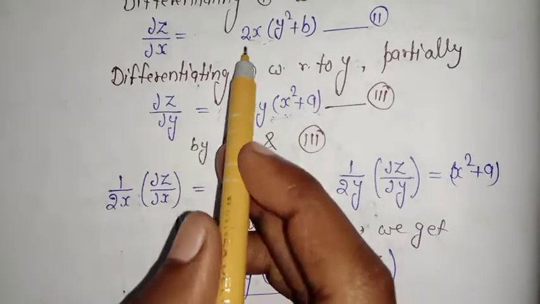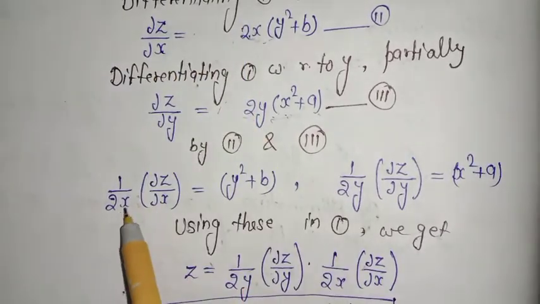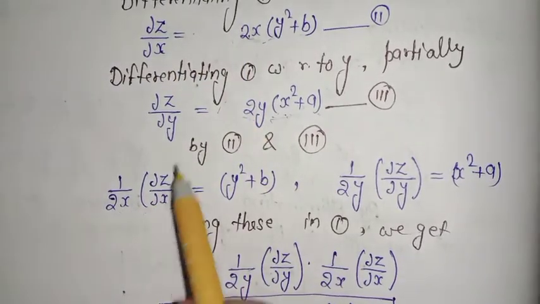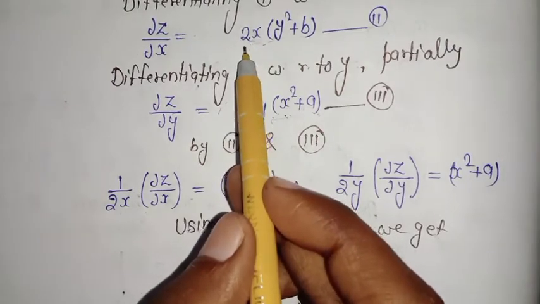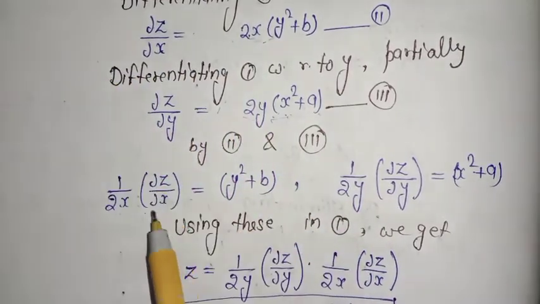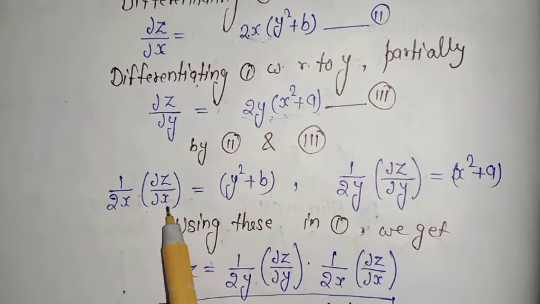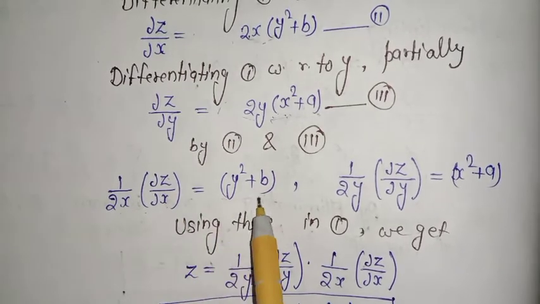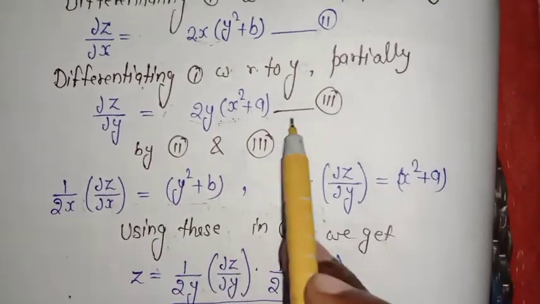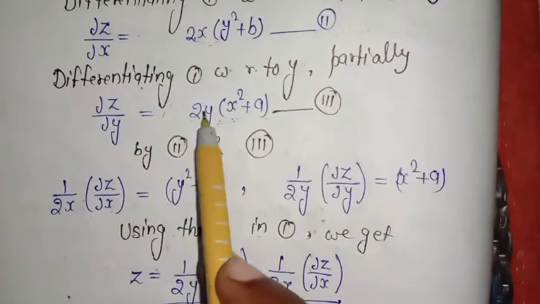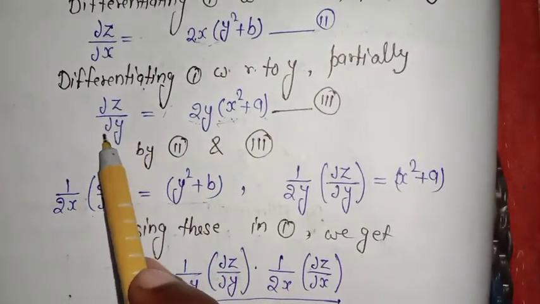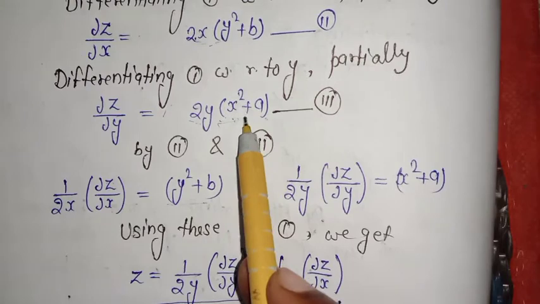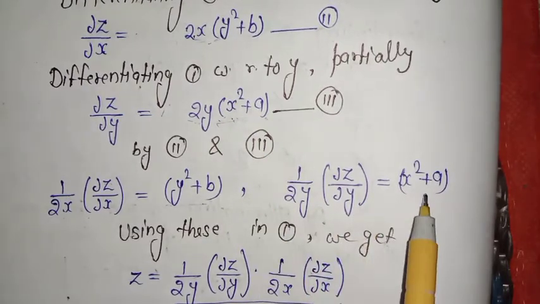If I use this, then if I take this 2x to this side, this becomes 1 by 2x into ∂z/∂x, that is equal to y square plus b. And if I use third, then that can be written as 1 by 2y into ∂z/∂y is equal to x square plus a. So I have written it in this way.